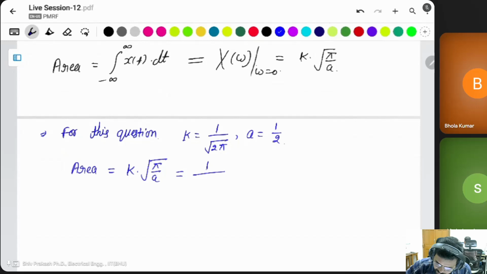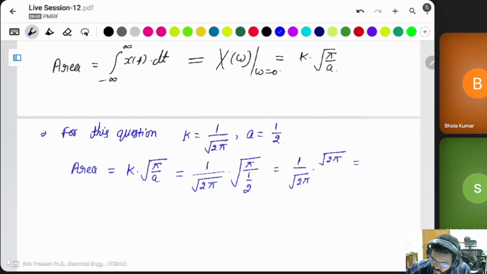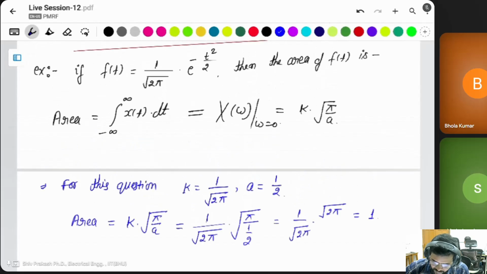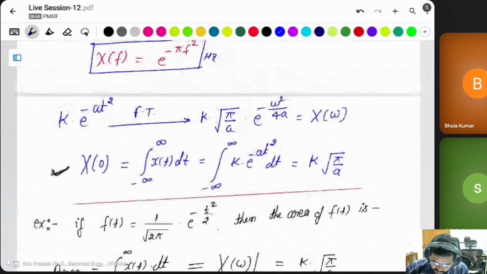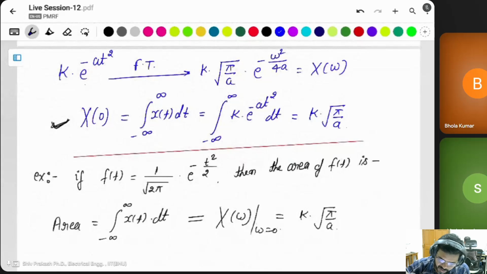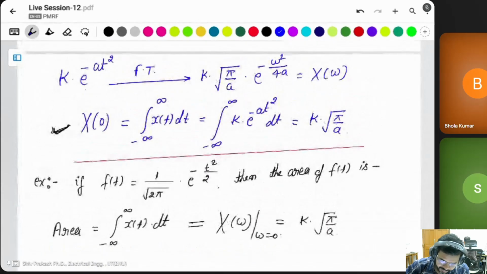K is equal to 1 by root of 2 pi, into root of pi divided by 1 by 2. This will be root 2; root of 2 pi will be cancelled out. This will be 1. Okay, you can find the answer for this question by using this theorem.